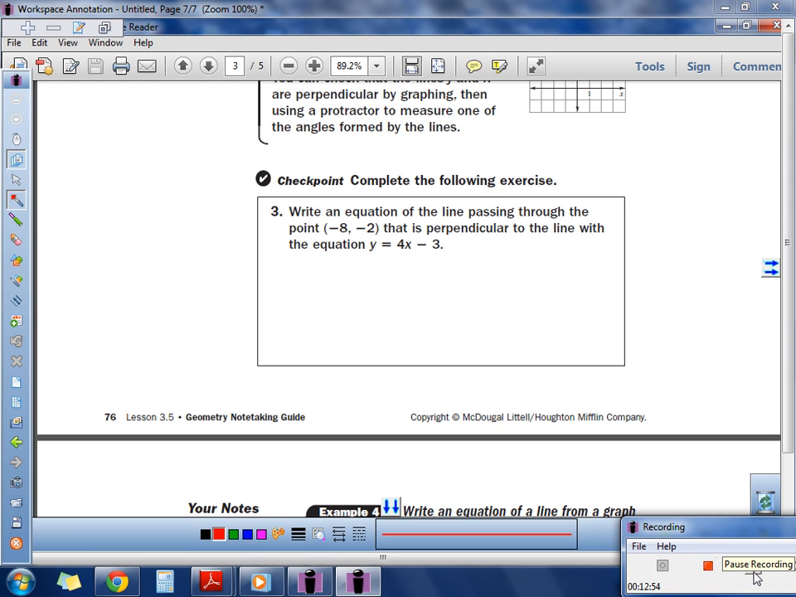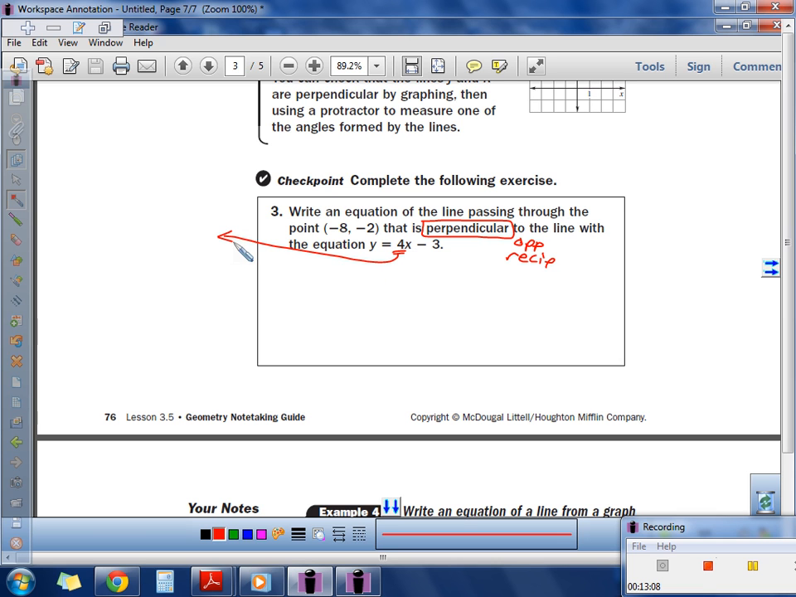All right, so on this example, we look for our keywords. We try to understand what it's asking. We want to write an equation of the line passing through negative 8, negative 2, perpendicular to y equals 4x minus 3. What's the key word? Perpendicular. What's it mean? Opposite, reciprocal. You need to be writing that down so you do not make the common mistake. So we look at their slope, and we use it to find a new slope.